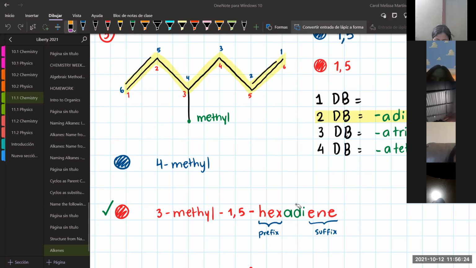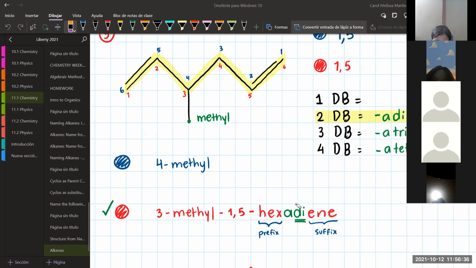The way to name this is 3-methyl-1,5-hexadiene. Hexadiene. This di part represents that you have 2 double bonds, okay? And this a is just for, I guess, phonics because it sounds better. So the name will be hexadiene. If by any chance you had 3 double bonds, the name will be hexatriene. If you had 4 double bonds, then this name would be hexatetraene. Hexatetraene. So the name gets more complex.